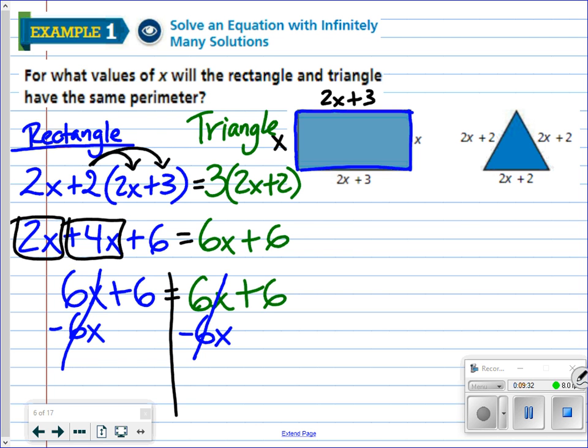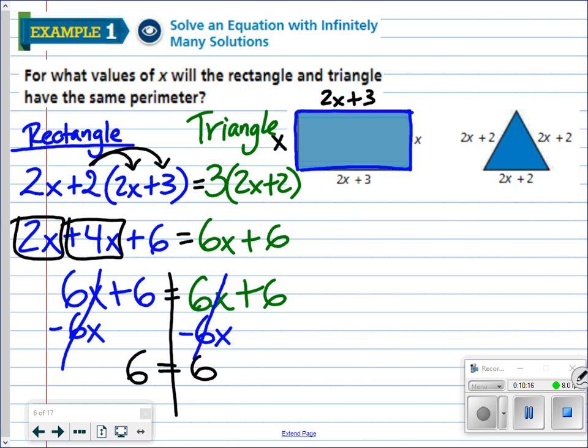And I'll be left with 6 equals 6. Is that correct? Yes. Yeah, we know that 6 is equal to 6. I could have figured out, without even moving those variables, that they're going to be the same on both sides. So I can't really solve this any farther. We know 6 equals 6. So that means that this has infinitely many solutions. Any number I put in for x would work in this equation, okay? I could put in 5 million for x, I get the same thing every time. Does that make sense?